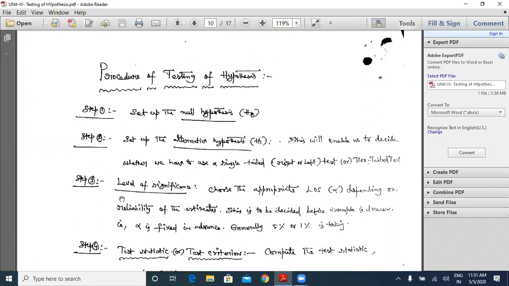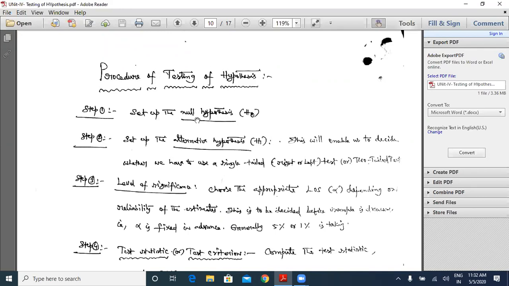Next, the procedure of testing a hypothesis. Step 1: set up the null hypothesis H naught. For the given problem, you write H naught as some statement. Suppose you are asked to test two parameters, the estimate and the parameter. Suppose you are asked to test the difference between x bar and mu.